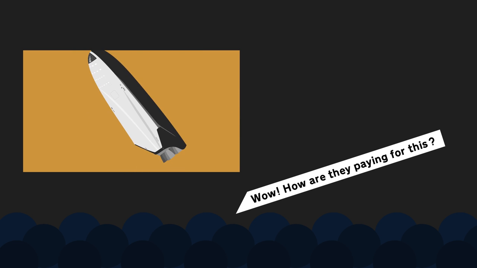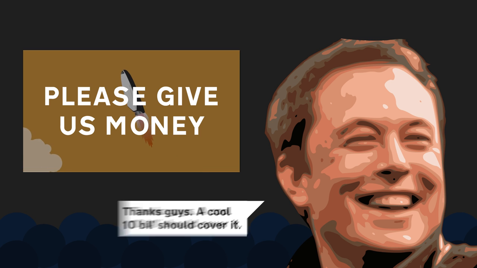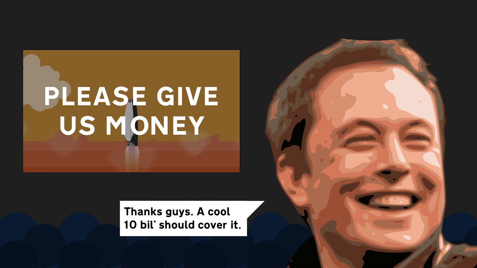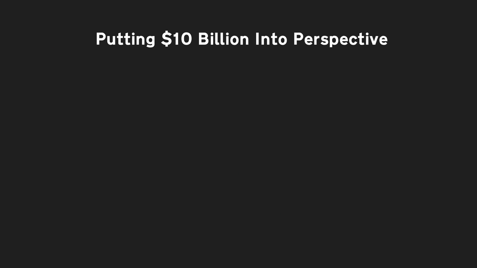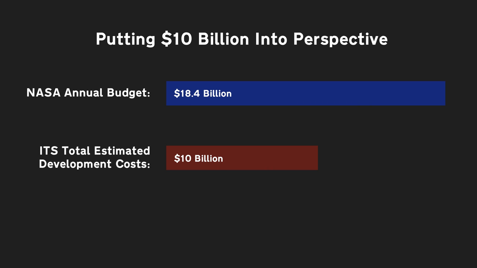The first obstacle to developing the Interplanetary Transport System is money. During his presentation, Musk was pretty vague about how the ITS would be funded, citing an approximate development cost of $10 billion, and saying that a public-private partnership would be the best way to raise the money. $10 billion is a lot of money, but it's definitely achievable. If the price estimate is accurate, that's just over half of NASA's yearly budget in total. Spread that cost over 10 years, and the price becomes much more feasible.